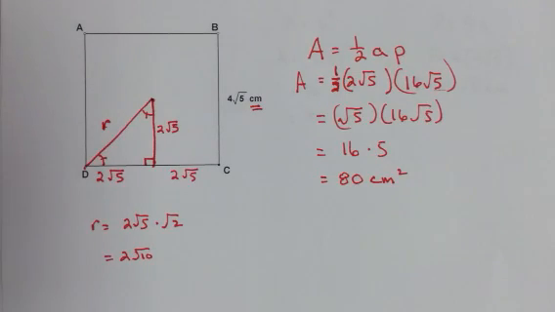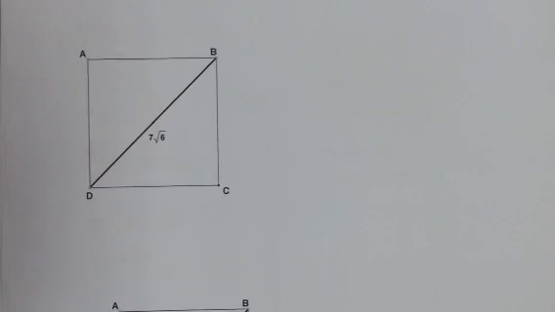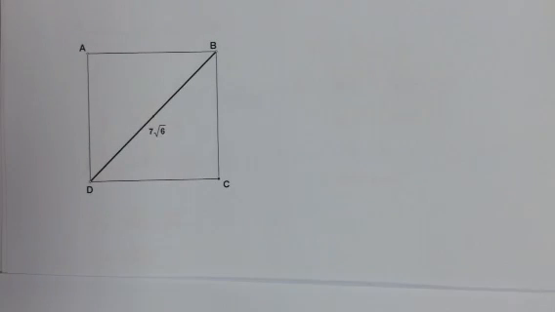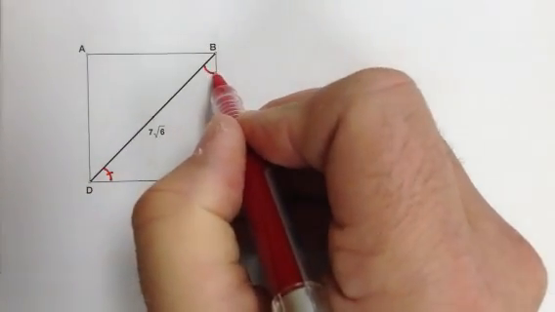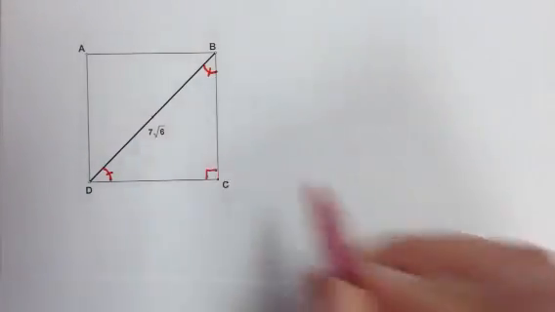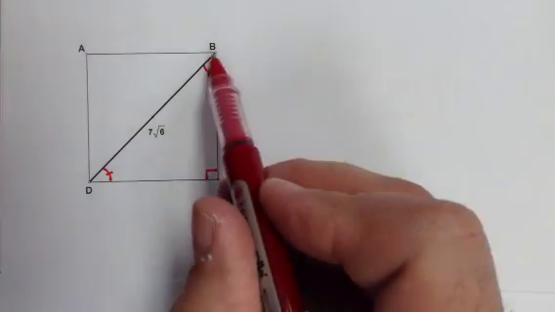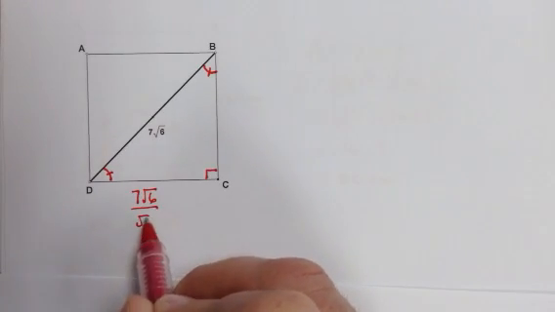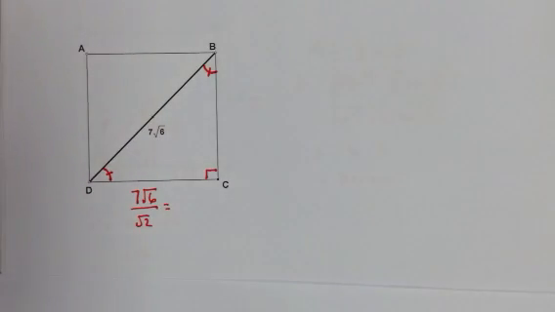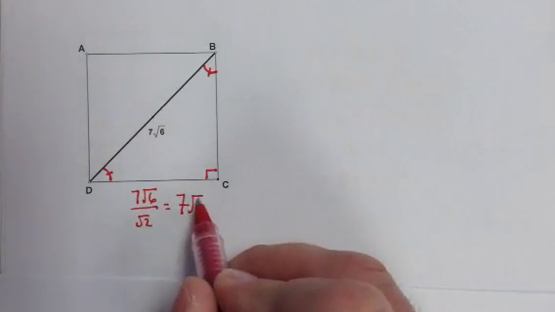Okay, next case. What if, for this particular, or any particular square, instead of a side length, they give you a diagonal? What if you know the diagonal is 7 radical 6? Well, we have a larger 45, 45, 90. So you could go from the hypotenuse to find the side, you could divide by radical 2. So 7 radical 6 over radical 2 is 7 radical 3.